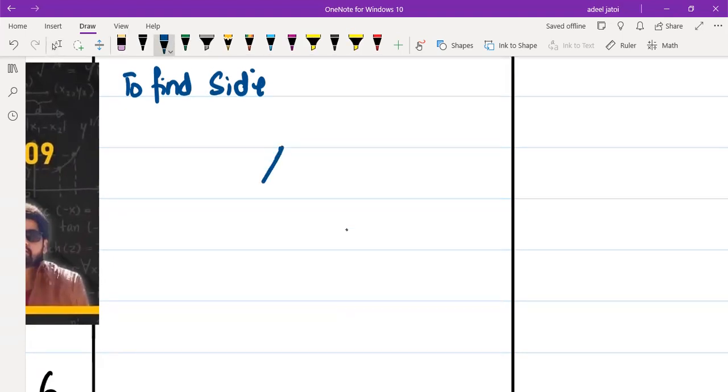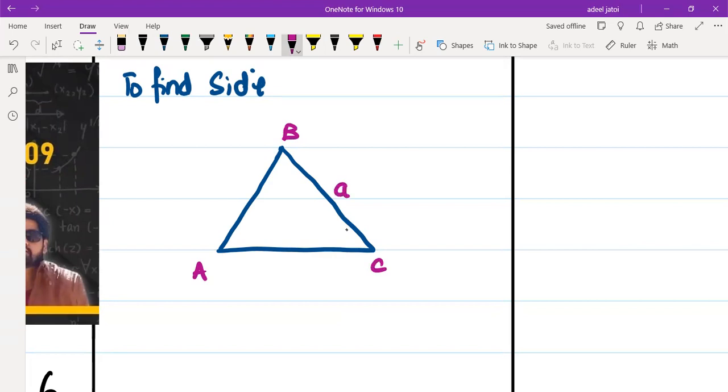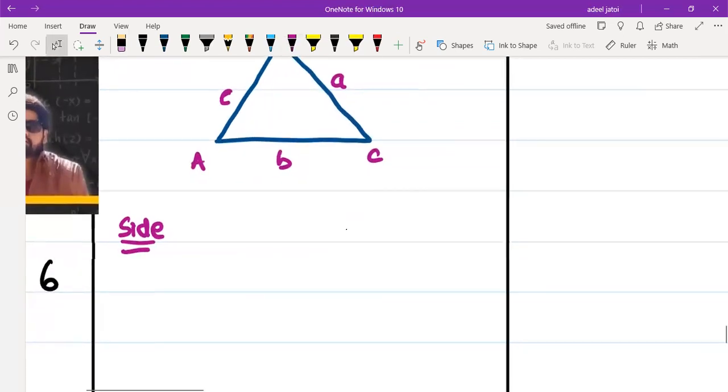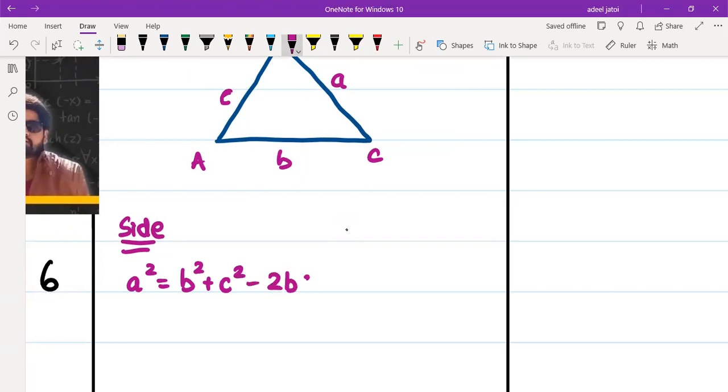Let's say we have a non-right angle triangle and angle A, B, C. Opposite to angle A is the side of A. Opposite to angle B is the side of B. Opposite to angle C is the side of C. So if we just look at the formulas of side, if I need to find the side A, it should be A square is equal to B square plus C square minus 2 BC cos A.